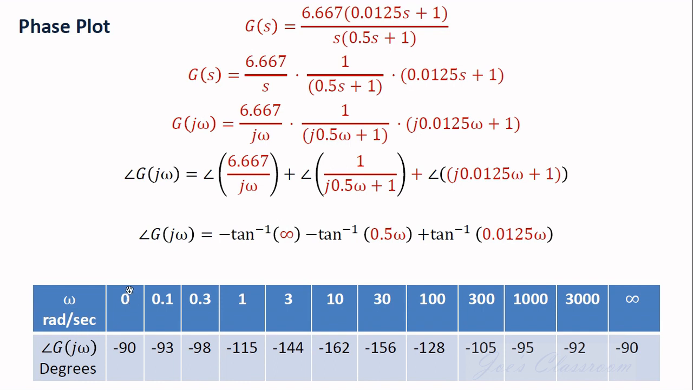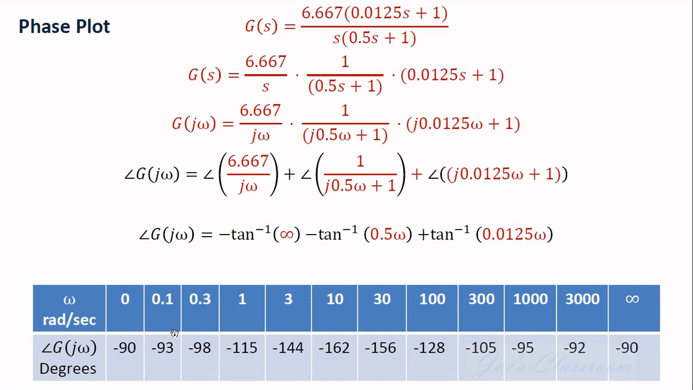So the starting value should always be 0, and the ending value should always be infinity. If I put 0, tan inverse of 0 is 0, tan inverse of 0 is 0. So then this term alone will exist, that is minus tan inverse of infinity, which is minus 90 degree. And similarly for infinity, this is tan inverse of infinity, this is tan inverse of infinity, this is plus 90 and this minus 90, both will cancel each other. What will remain is only this minus 90. So that is how I get this minus 90 here.